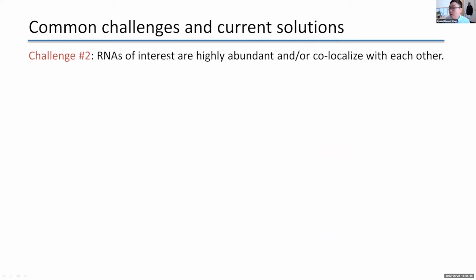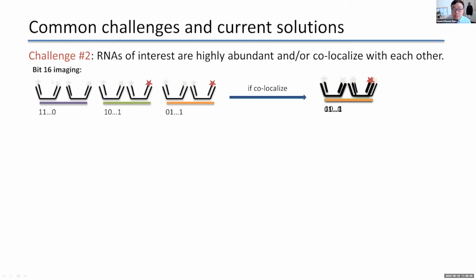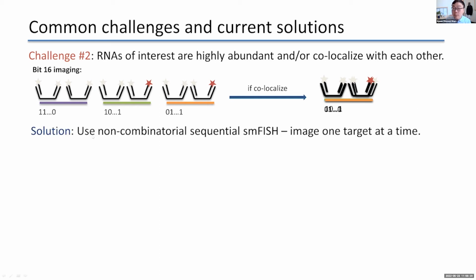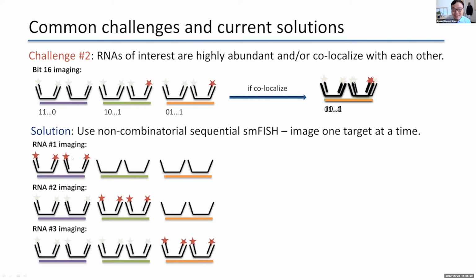And challenge number 2, what if my RNAs of interest are highly abundant and/or colocalized with each other, like in an RNA granule, for example? So when that happens, the MERFISH decoding procedure is likely not going to work, because the different RNA species with different barcodes will overlap in space, and you cannot robustly decode the different RNA species anymore. And to tackle this, the solution is to use a non-combinatorial sequential single molecule FISH procedure. So image one target at a time. And by design, you can just let one RNA species show up in each round of the imaging. So 3 rounds of imaging will be able to identify 3 RNA species like this, and 20 rounds will be able to identify 20 RNA species.